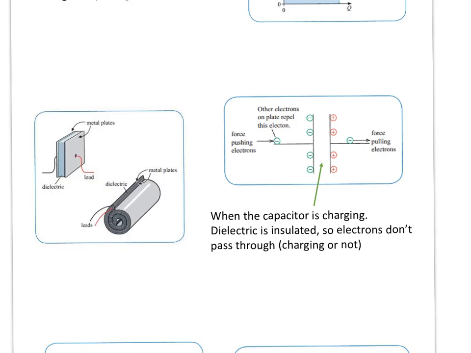Before the capacitor is charging, both of the plates are neutral. The electrons flowing around the circuit get pushed by a force onto the first plate, and that plate becomes negatively charged. And on the other side of the circuit, electrons are being pulled by a force from the second plate, and the resultant charge would be positive.